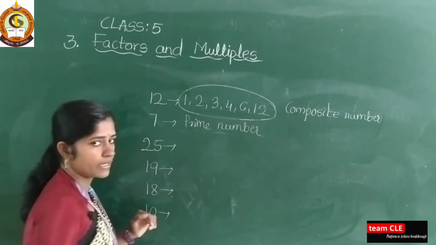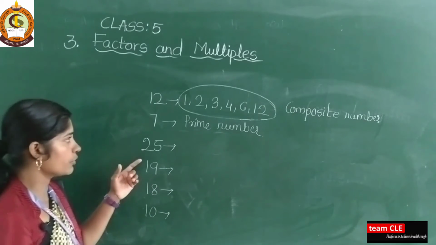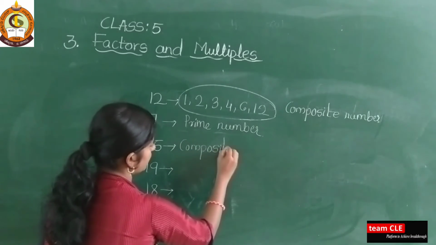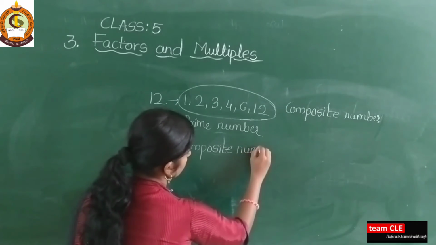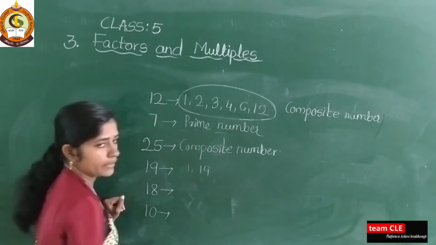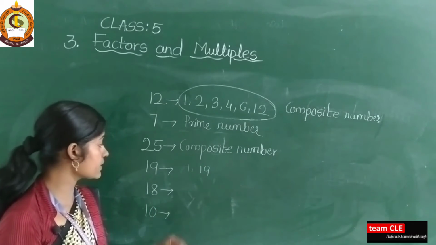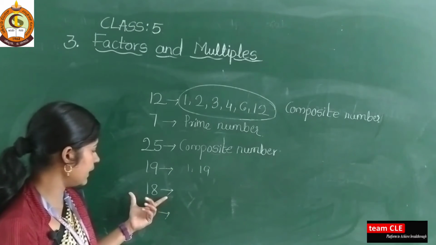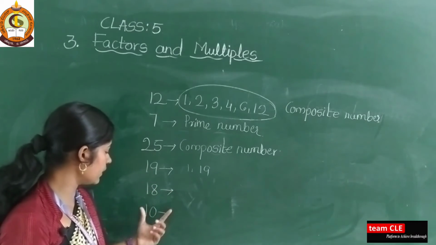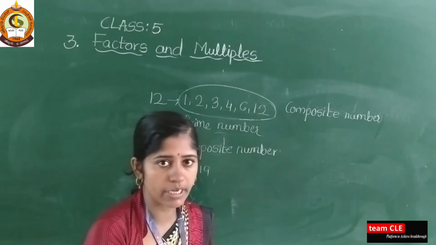Okay. Then 25 is there in 1's table, 5's table, and again it is there in 25's table. So 25 is a composite number. Okay. 19 is there in 1's table and 19's table. Then tell me, is it a prime number or composite number? Yes, it is a prime number. Next 18 is there. 18 has more than 2 factors, so it is also a composite number. 10 is again a composite number. So this way you have to write the composite and prime numbers.